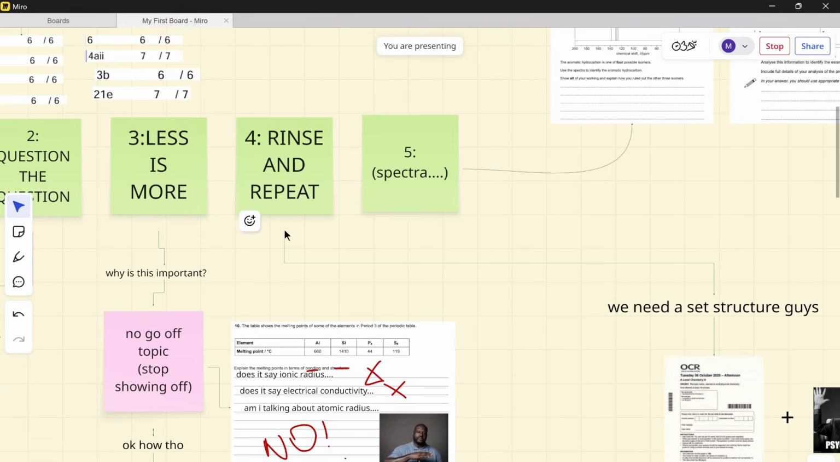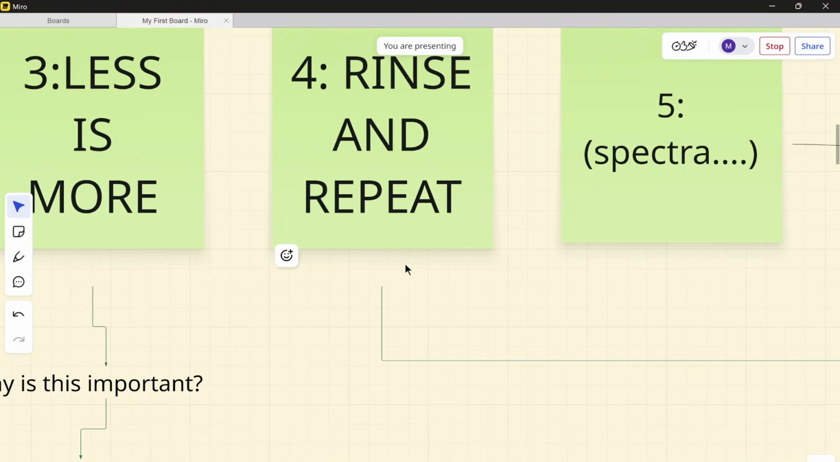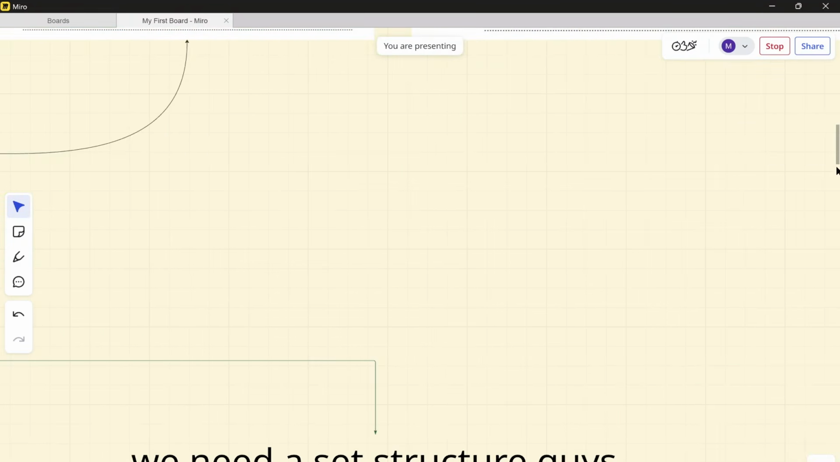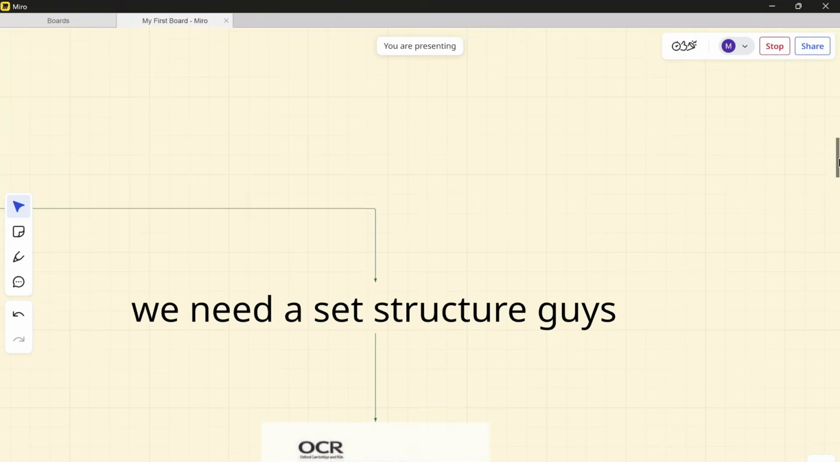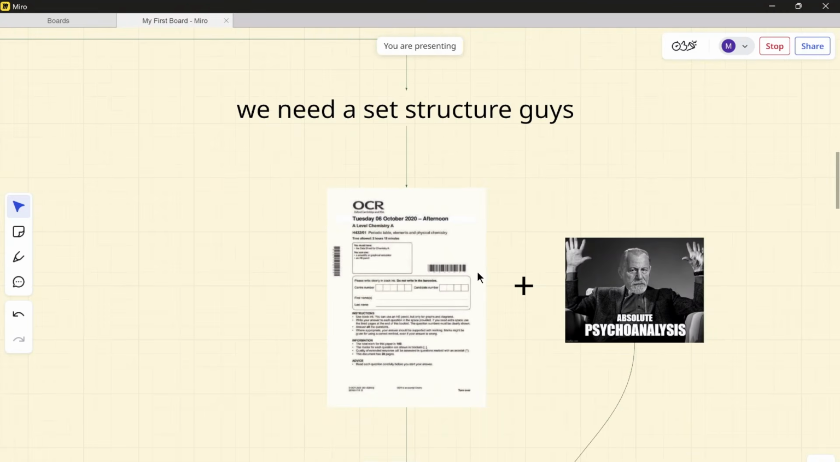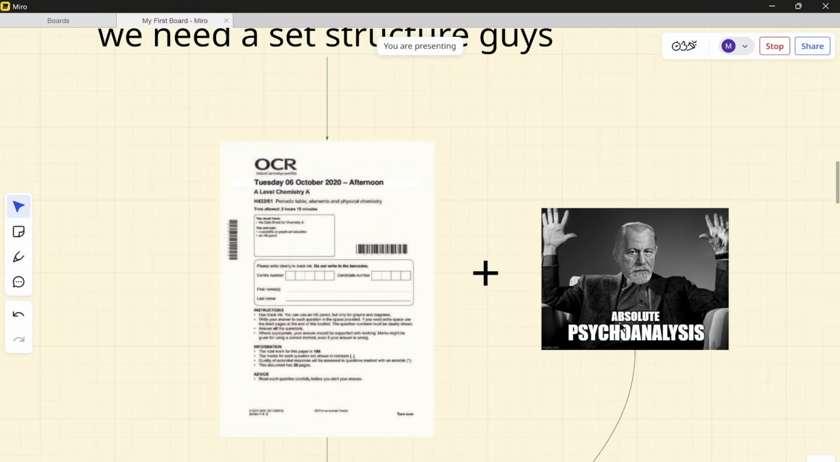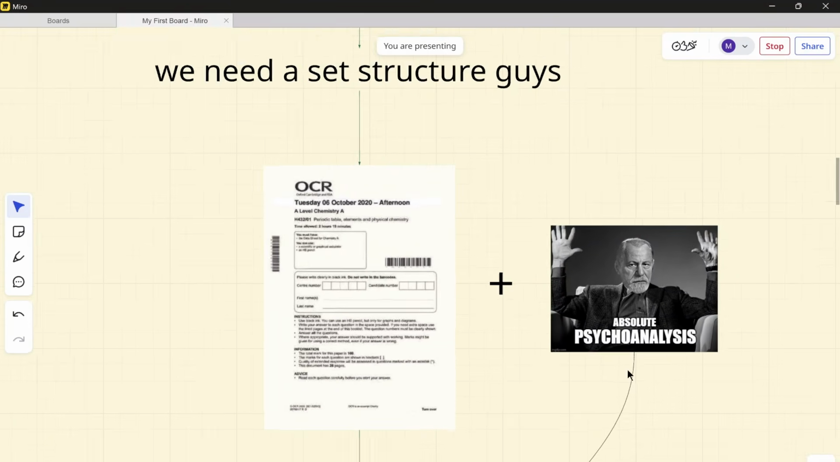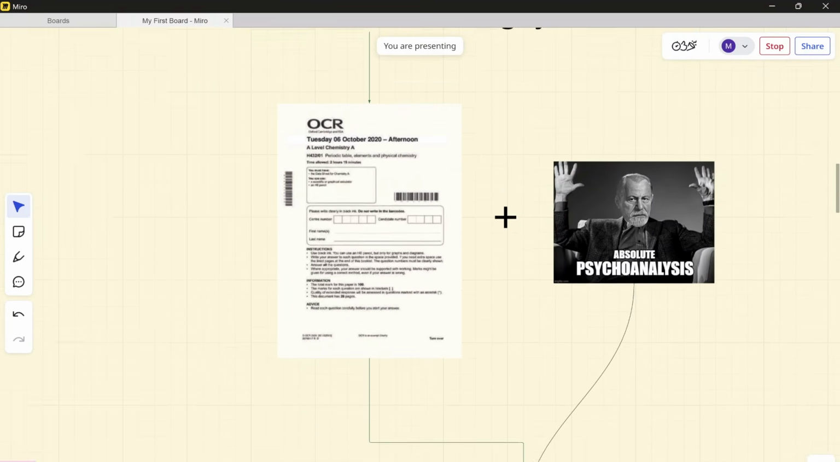The 4th step is rinse and repeat. So we already know that questions have a consistent style throughout all the years, right? So what does this mean, guys? It means that we need a set structure, okay? If the questions are more or less the same each year, that means we can more or less use the same structure and get full marks each time. Now, how do we do this? I don't want to sound like everyone else, but just keep on doing past papers and just psychoanalyze them. Psychoanalyze what? The mark scheme when we're doing these papers.